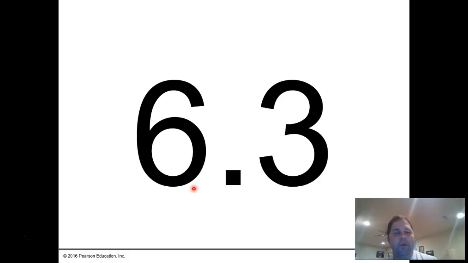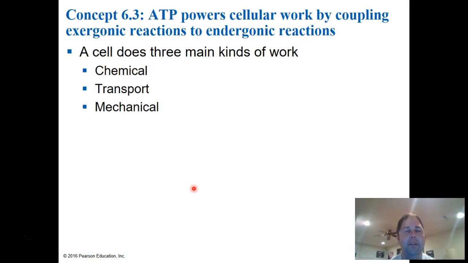That brings us to 6.3, where we're going to talk about how we couple this energy. So ATP is going to be the molecule that does a lot of our cellular work, and it's going to couple the exergonic reaction of ATP hydrolysis to all of the endergonic things that the cell might want to do. There are three kinds of work in a cell: chemical work, transport work, and mechanical work. Chemical work would be making and breaking chemical bonds. Transport is moving things across membranes. And mechanical is the type of work that you would see in kinesins or dyneins, motor proteins that are moving vesicles around inside of the cell.